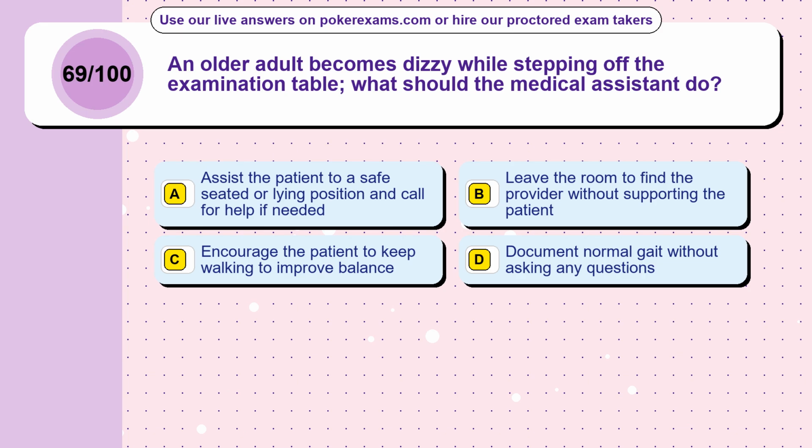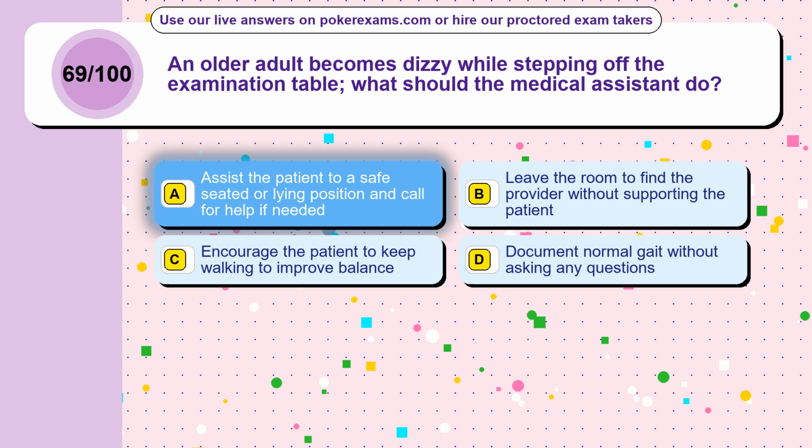Question 69. An older adult becomes dizzy while stepping off the examination table. What should the medical assistant do? Option A. Assist the patient to a safe seated or lying position and call for help if needed. Option B. Leave the room to find the provider without supporting the patient. Option C. Encourage the patient to keep walking to improve balance. Option D. Document normal gait without asking any questions. The correct answer is option A.